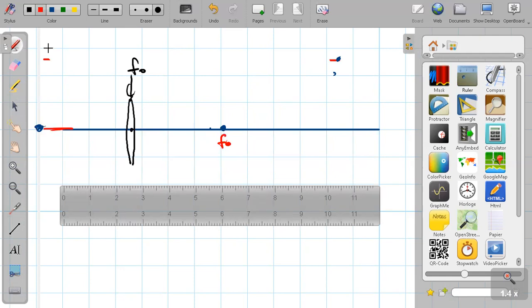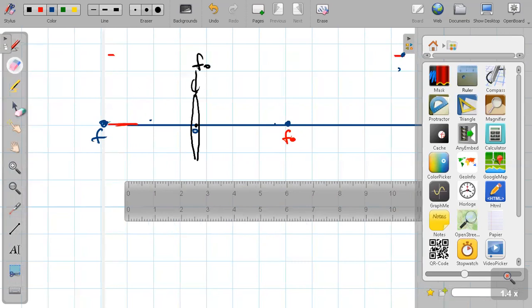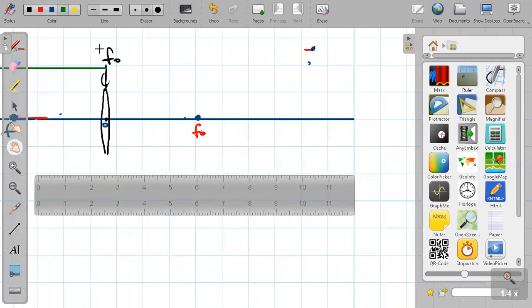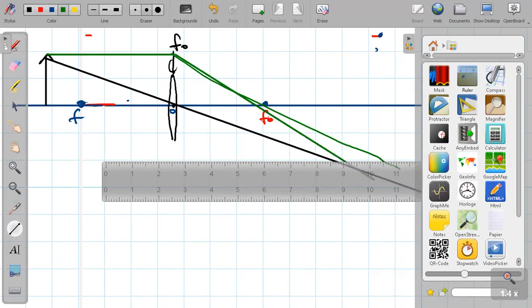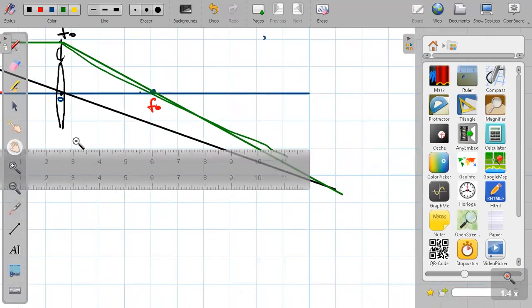Now I have to keep an object somewhere here between F and O. Sorry, it's my bad. We have to create a real image, so I'd better keep it some distance away from it. Then I'll be able to create an image some way away from the focal length. So I finally draw another line like this, extend it, and finally I'll create a certain image like this. Let me reduce the size now.